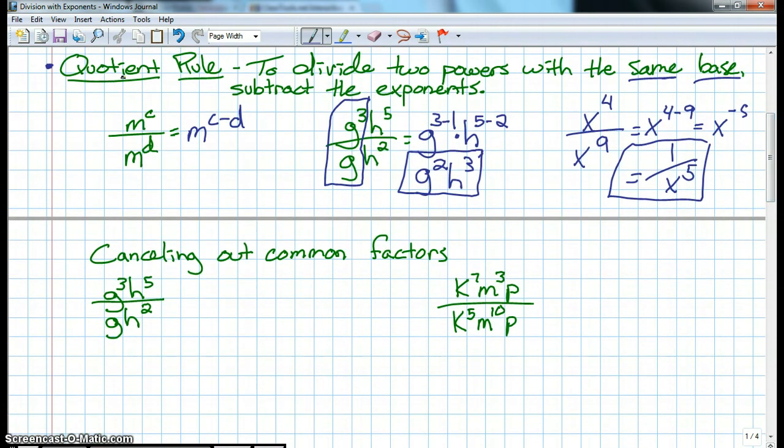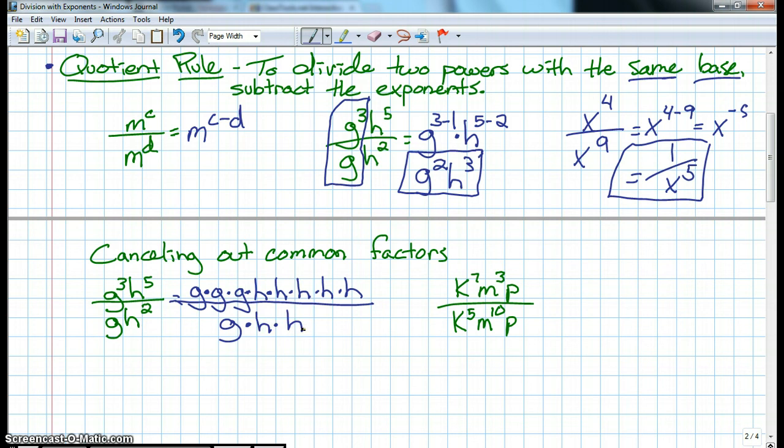Another way, instead of looking at the quotient rule to subtract, is canceling out common factors that we have in the numerator and denominator. For example, we're doing this same example that we had, g to the third, h to the fifth over g h squared, but you can rewrite that. g to the third is g times g times g in my numerator, and h to the fifth is 5 factors of h. That's really the expanded form of my numerator. In the denominator, I have 1 factor of g, and I have 2 factors of h.